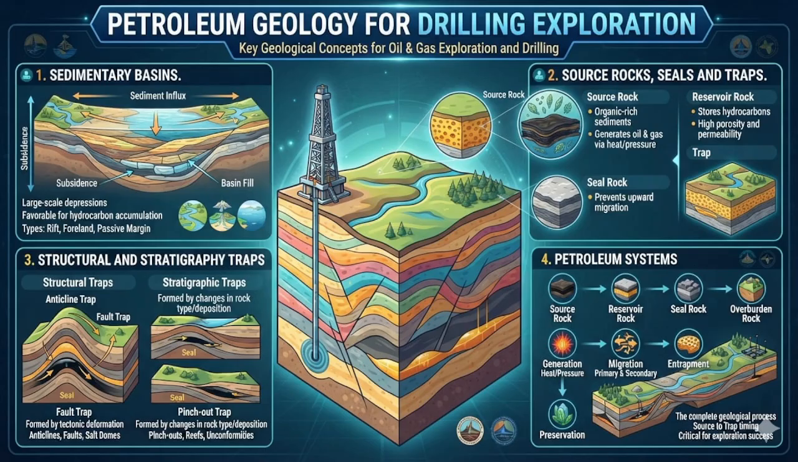And then the characteristics of this source rock are they are rich in organic material, that is they have high total organic carbon, that is the TOC. And then they are usually fine-grained rocks such as shale, mudstone, and marl. And then they are deposited in low oxygen environments that preserve organic matter.